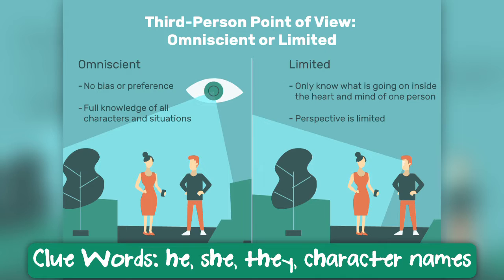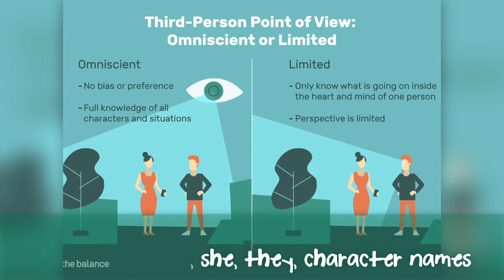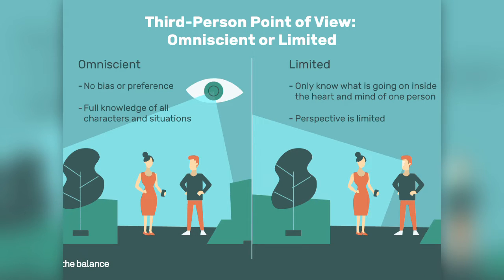Then we have limited third person point of view, and this person only knows what's going on inside the hearts and the minds of one person in the story. So they may know everything about how one person feels, but they don't know everything about everyone else.